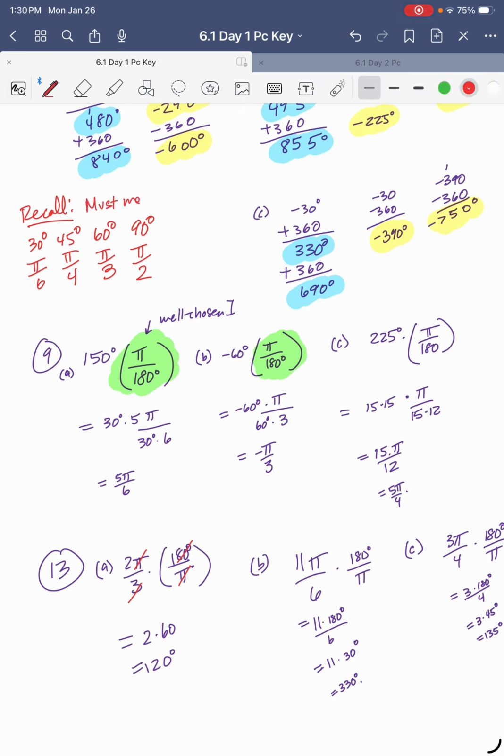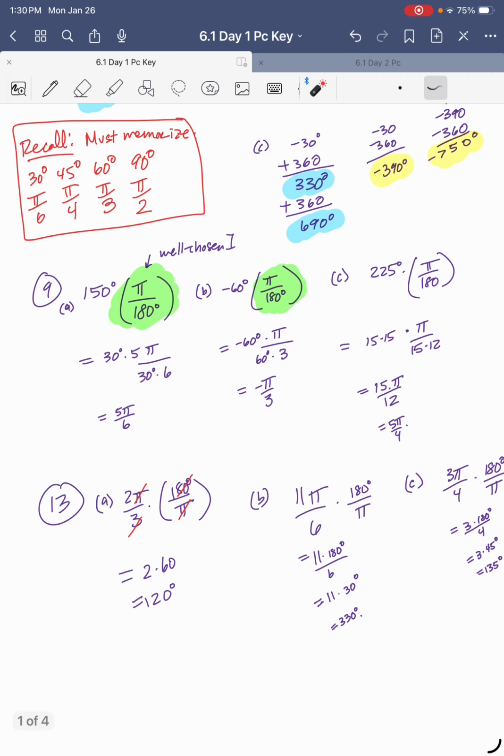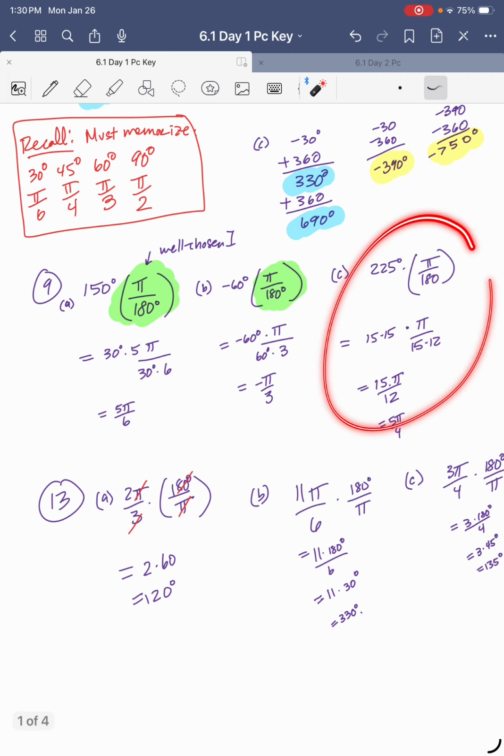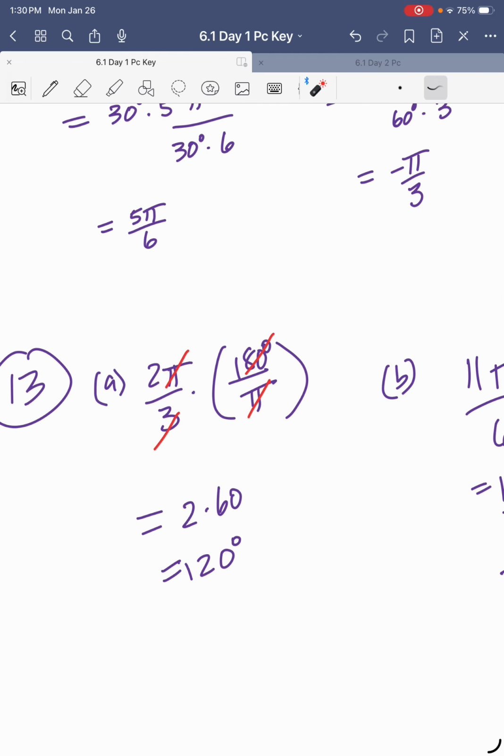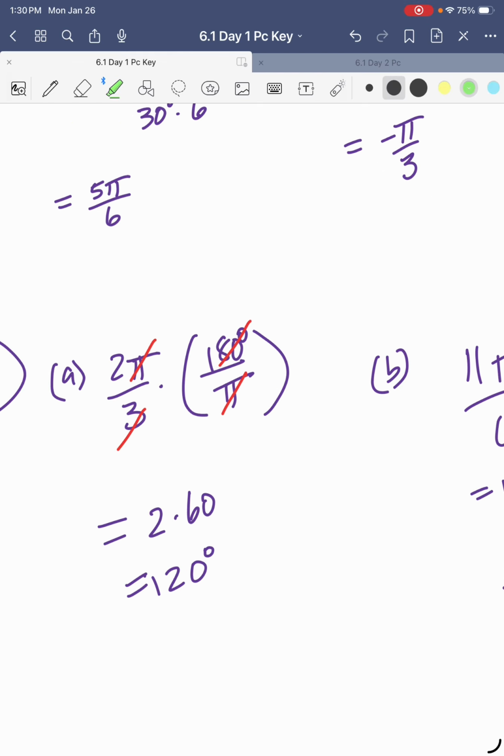So I'm going to say must memorize these right here, because we're just going to use them so much. It just helps you if you have them memorized. So I think this last one is similar. When I go here, I've got 2 pi over 3. And again, the idea is that I would like it to turn out to be in degrees.